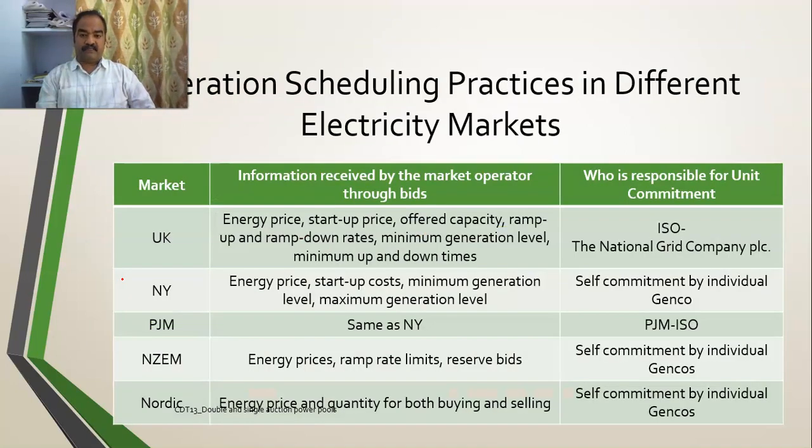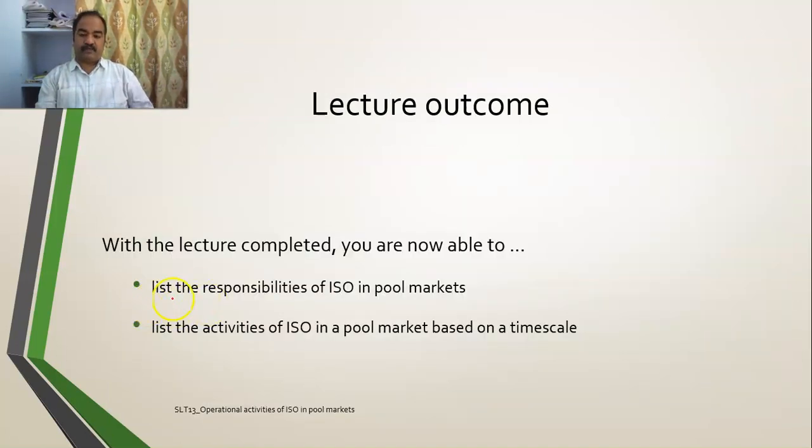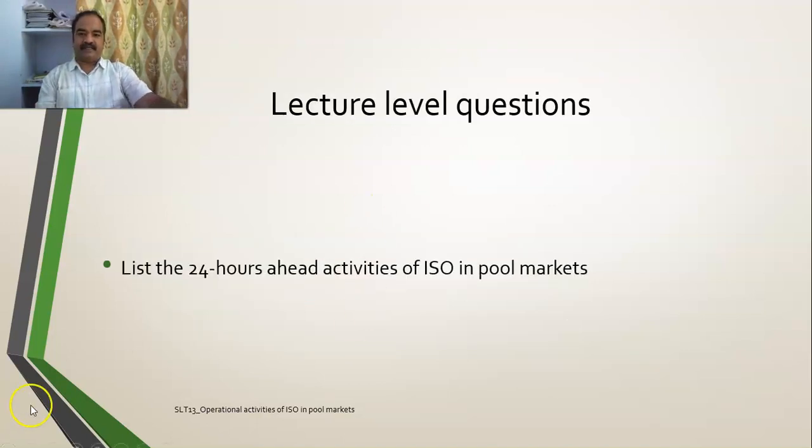On the whole, I have listed all these things. These are the different types of markets, and this is the information which is received. In some markets, unit commitment information is also passed, which means the ISO will take care of unit commitment, whereas in some markets, unit commitment will be taken care of by the GenCos themselves. So I hope that now you are able to understand the responsibilities of the ISO in pool markets, and that you are able to list the activities of the ISO in a pool market based on a time scale. And this is the lecture level question.